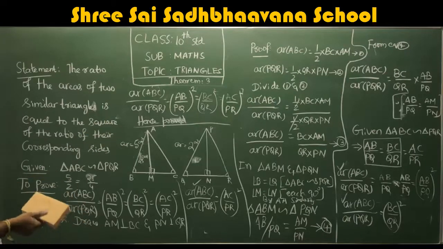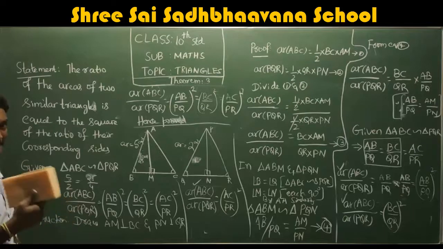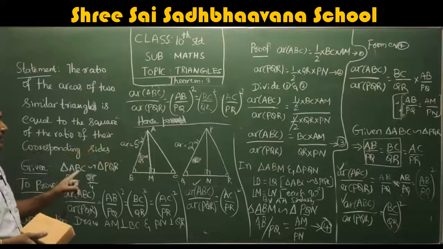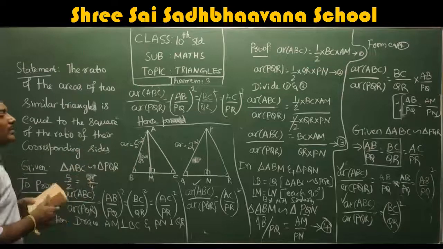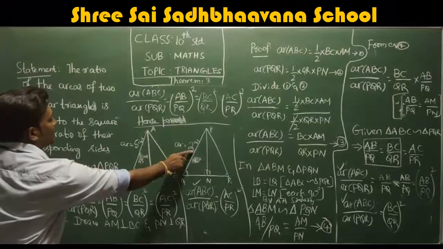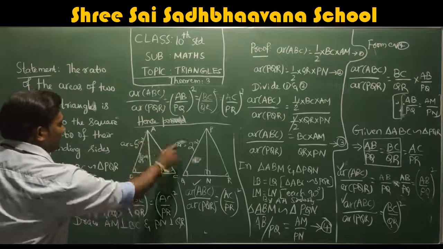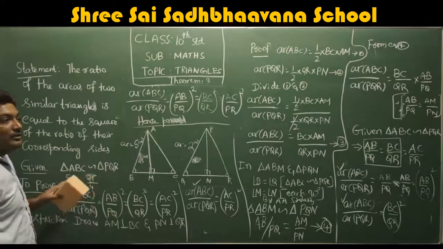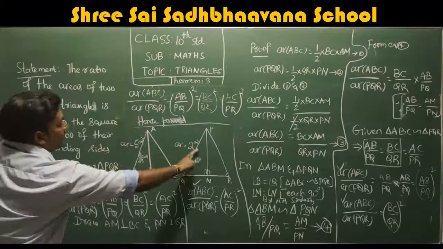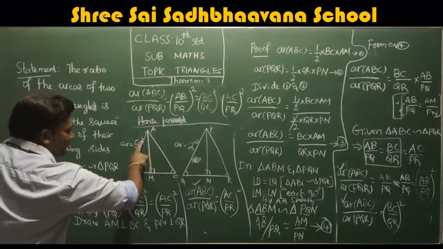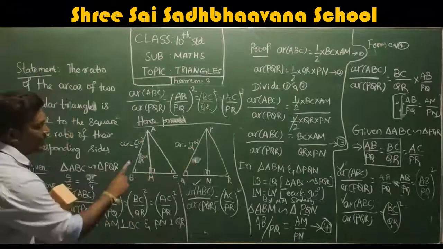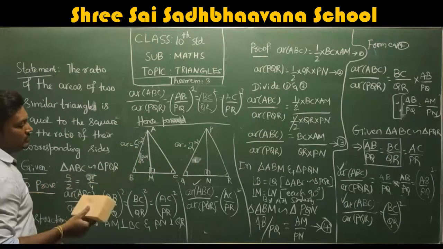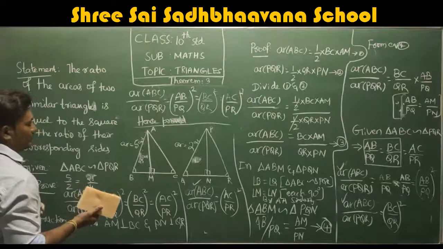The ratio of the areas of these two triangles is always the square of the corresponding sides ratio. If I take this as 5 centimeter square area and this as 2 centimeter square area, the ratio of these two areas is 5 by 2, which should be equal to the square of the ratio of their corresponding sides, so AB divided by PQ whole square. AB is how much? I think we have taken it the other way.